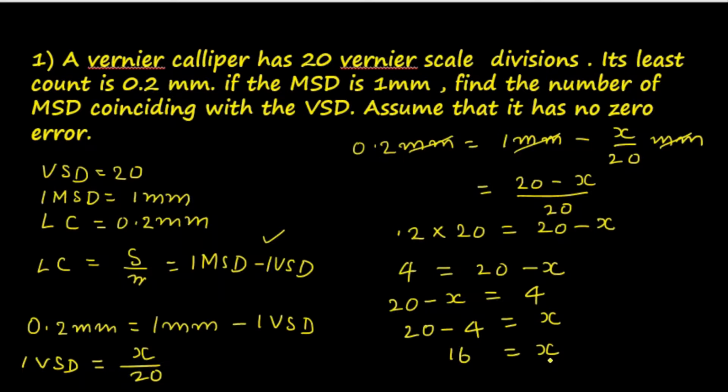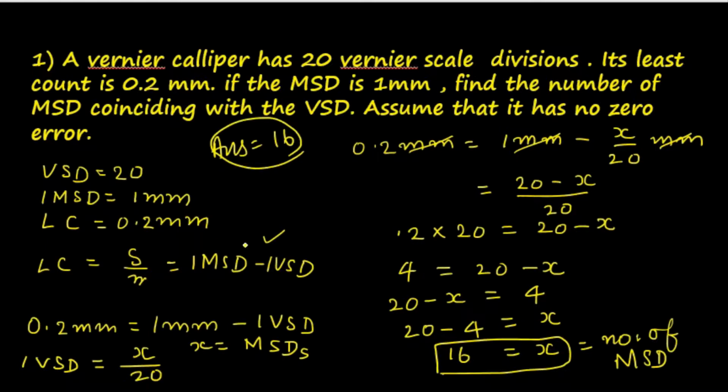What is this X? It is the nth main scale division coinciding with the 20th vernier scale division. So we understand 16th main scale division is coinciding with the 20th vernier scale division. That is n vernier scale divisions is equal to n minus 4 main scale divisions. Answer for this question is 16. So the number of main scale divisions coinciding with the vernier scale division is 16. I hope it is clear. We will proceed to the next problem.